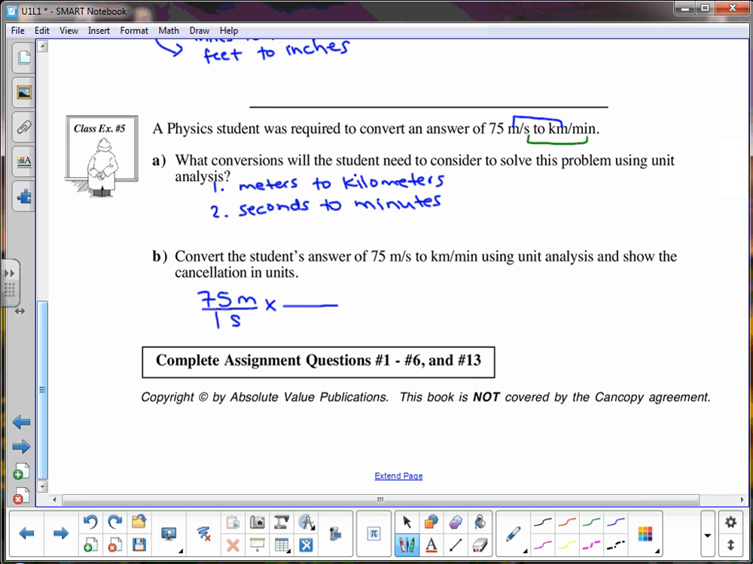So I want to convert the meters first. And if meters are on the top, we're going to put meters on the bottom. We want the units to cancel. That means the kilometers go on top. You have to put the same base units together. You can't mix meters and minutes together. The same distance has to go together.